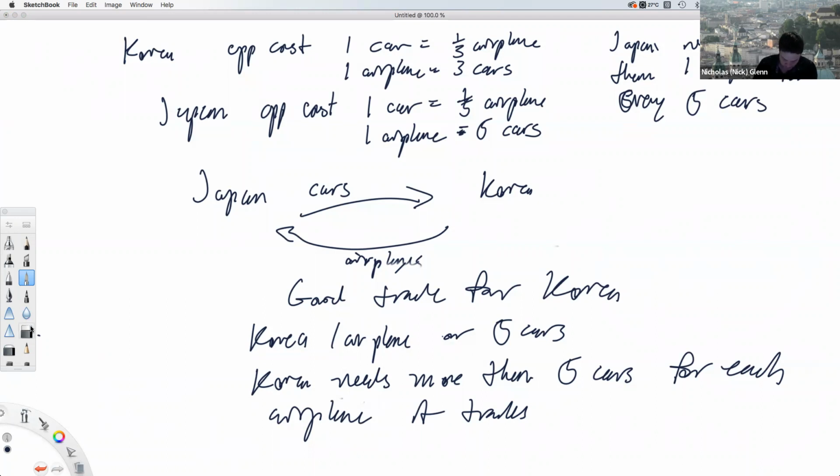Let's erase this. Let's write this down up here. Korea needs more than 5 cars per airplane.